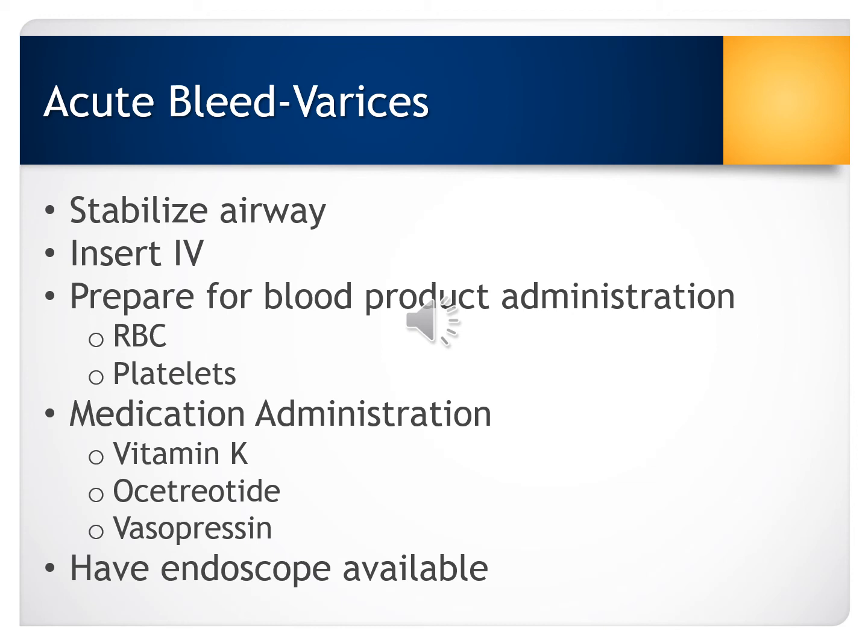Medications you might expect to administer might be vitamin K. So if the patient has a high PT or INR, vitamin K is the antidote, so that would decrease the high PT and INR, so the patient is not at such a high risk for bleeding. Octreotide and vasopressin were discussed on a previous slide. You would anticipate giving those medications. And you may anticipate that the physician will want an endoscope. They may want to do the procedure.